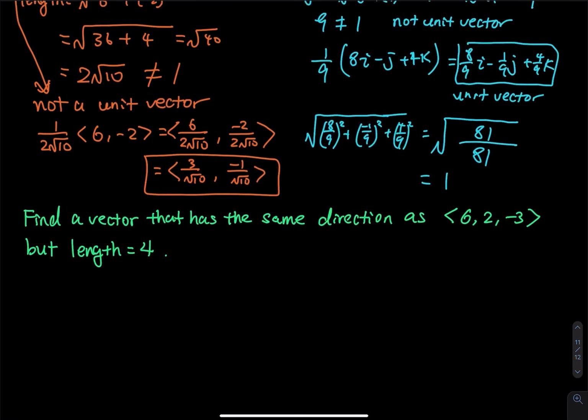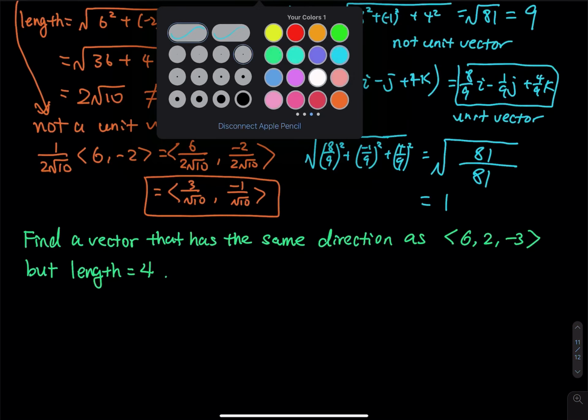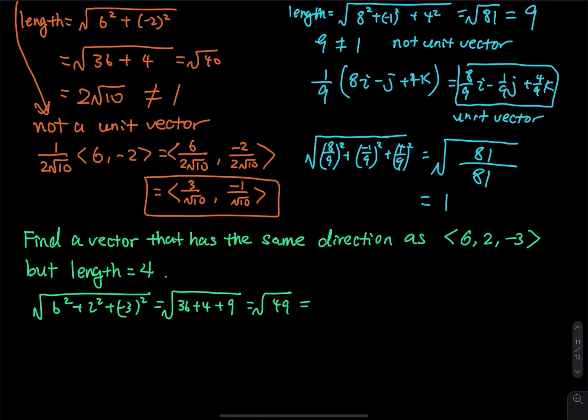So that problem is find a vector that has the same direction as that, but the length must be equal to 4. Okay. Is this a unit vector? Let's see. So the square root of 6 squared plus 2 squared plus negative 3 squared. So that is equal to 6 times 6 is 36 plus 4 and then plus 9. So that is 49. So this is equal to 7. The length is not equal to 1. So we don't have a unit vector.